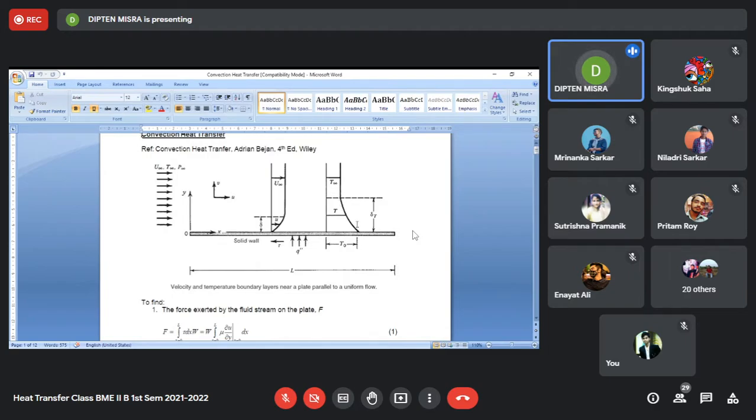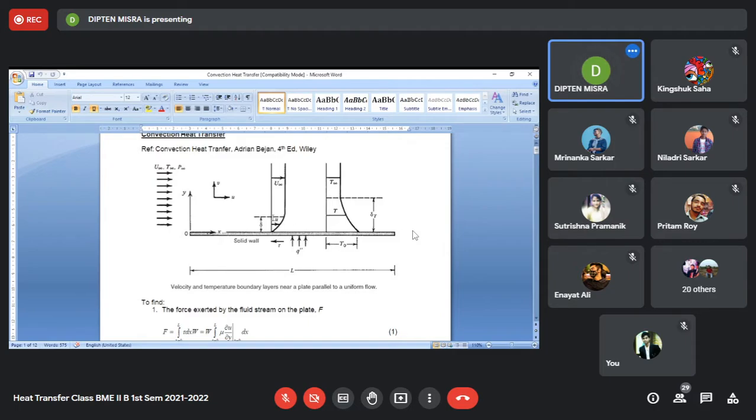In between, how it varies, that we do not know, and also over which thickness it will vary, that is, what is the value of delta T over which it will vary from T0 to T infinity, that is also not known for us. All these are questions which need to be addressed in the subject of convective heat transfer.